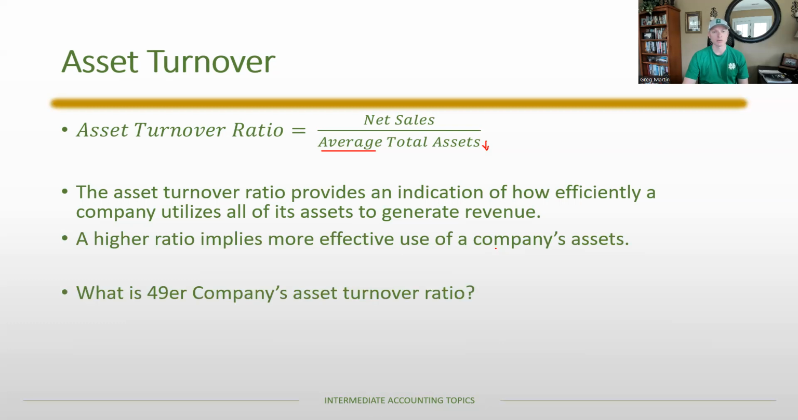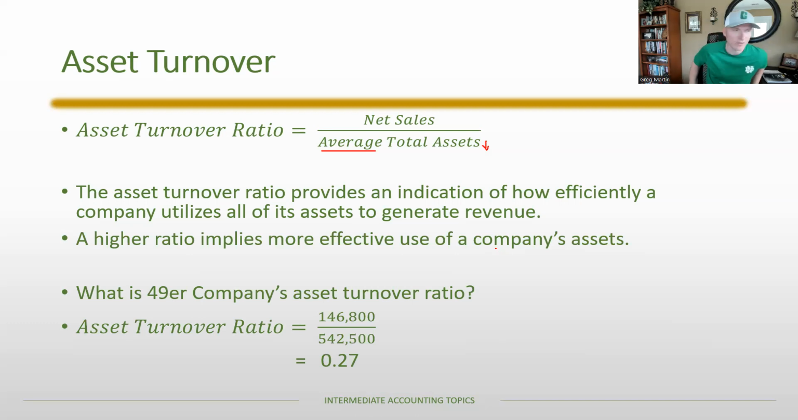So what is 49er company's asset turnover based on the previous slide? We had a revenue of 146,800, and average total assets of 542,500, which is 0.27. So essentially, for every dollar in assets, we are able to generate 27 cents in sales. As far as whether that's good or bad, that's very much industry dependent.